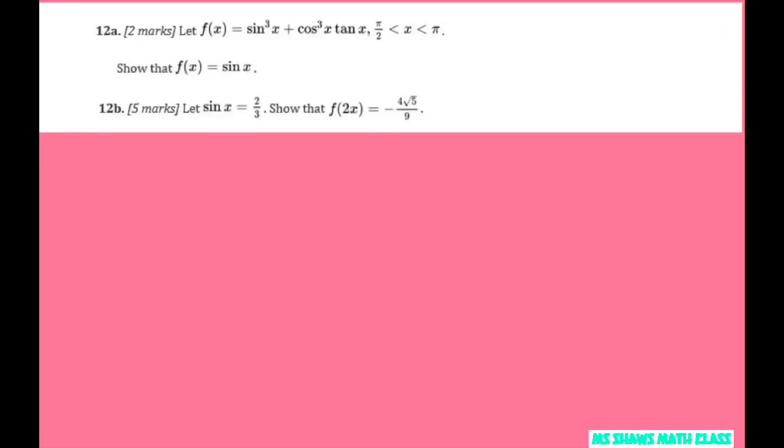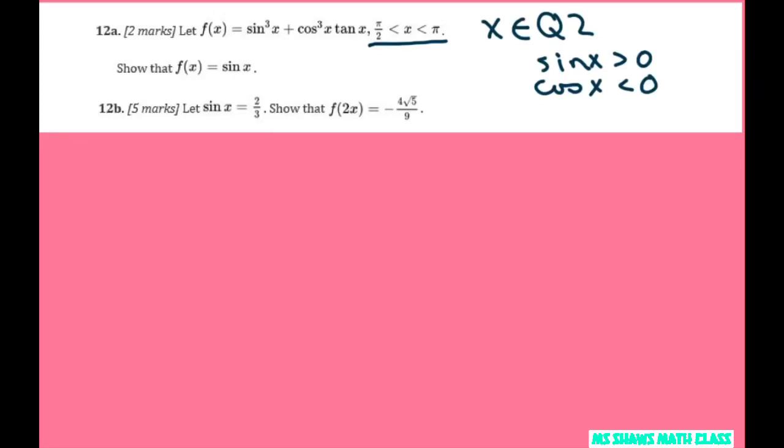Hi everyone. Let f of x equal sine cubed x plus cosine cubed x, tan of x. Now this part right here tells us our angle is in quadrant 2. That means our sine of x is positive and our cosine of x is negative.